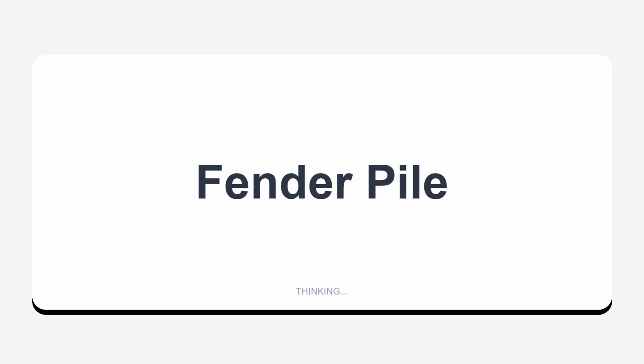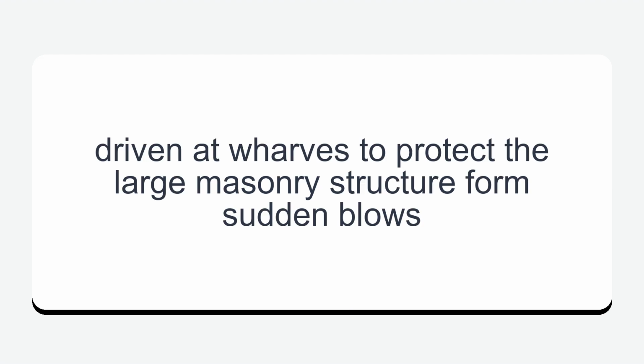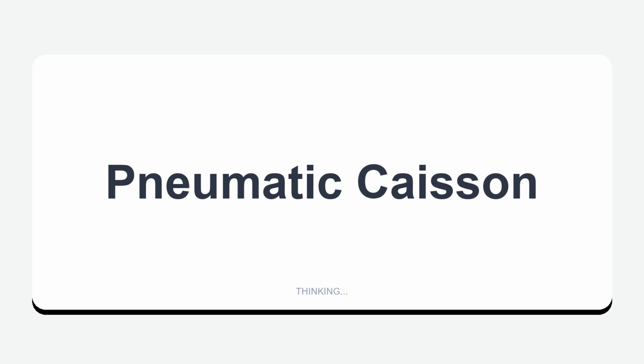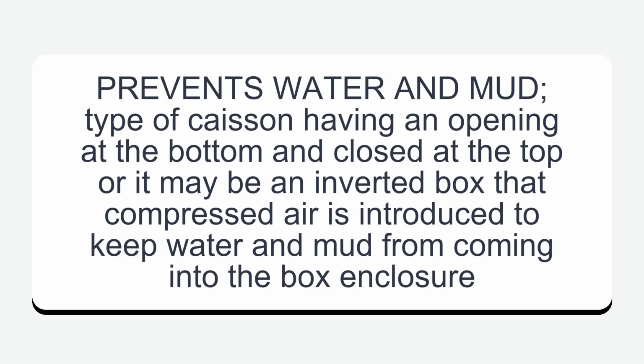Fender pile: driven at wharves to protect the large masonry structure from sudden blows. Pneumatic caisson: prevents water and mud. Type of caisson having an opening at the bottom and closed at the top, or it may be an inverted box that compressed air is introduced to keep water and mud from coming into the box enclosure.